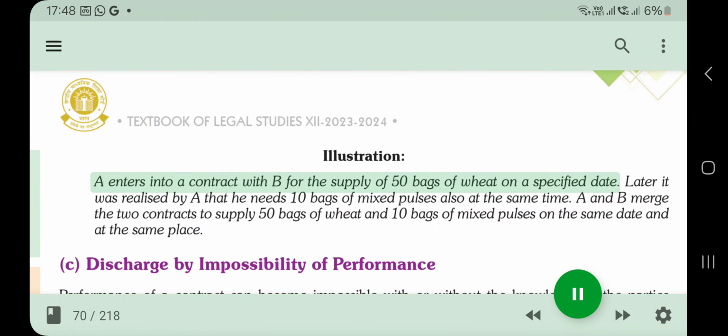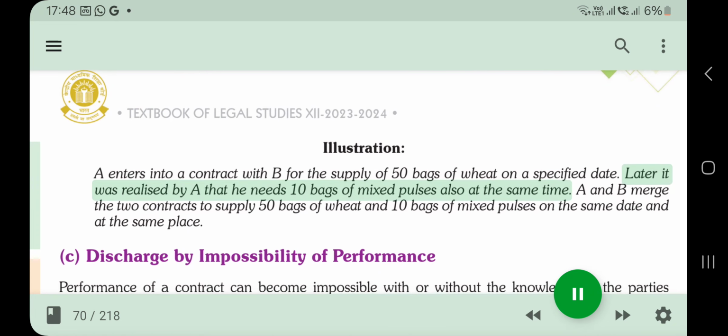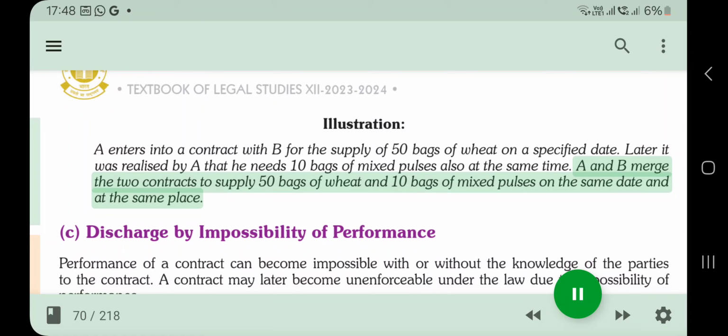Illustration. A enters into a contract with B for the supply of 50 bags of wheat on a specified date. Later it was realized by A that he needs 10 bags of mixed pulses also at the same time. A and B merge the two contracts to supply 50 bags of wheat and 10 bags of mixed pulses on the same date and at the same place.